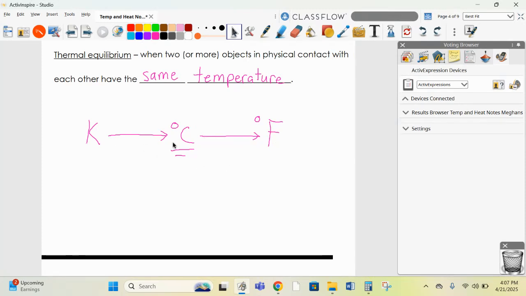This just happens to be for temperature conversions. Just remember, Celsius is your middleman. If you're going from Kelvin to Fahrenheit, you have to do 2 steps. If you're going from Fahrenheit to Kelvin, 2 steps. But if you're doing Celsius, either way you go, it's just one.